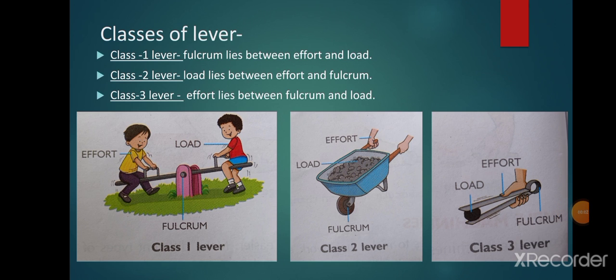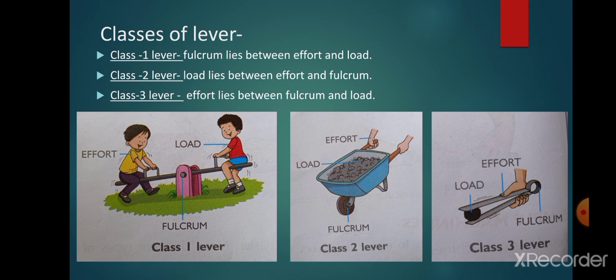There are three classes of lever. What are they? They are class 1 lever, class 2 lever, and class 3 lever. These three classes are classified based on the placement of the three parts, that is the effort, load, and fulcrum. First we will see class 1 lever. In class 1 lever, the fulcrum lies between the effort and load. For example, we can see it in cases such as seesaw and crowbar.